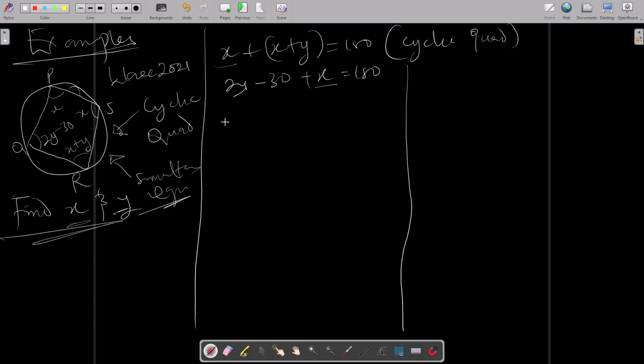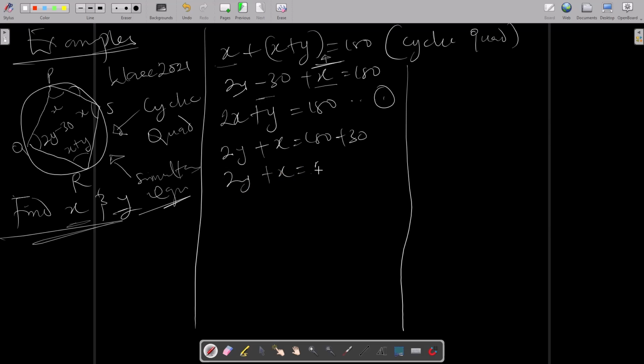So here we're going to have 2x plus y in this equation on top. 2x plus y equals 180, equation 1. I'm working on the second one. That will be 2y plus x equals 210. I moved the 30 to the other side. The way you can do that is by adding the 30 to both sides.